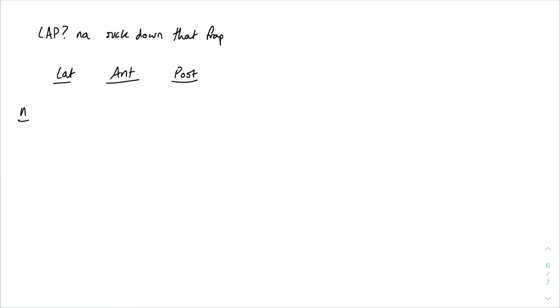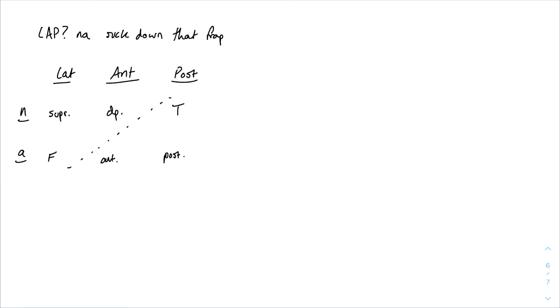So now, in closing for the video, I'm going to do a final run through on all of the mnemonics discussed in this video and how I would go about writing them all out on my anatomy exams as an MS1. So first, we're going to start with the leg compartments. So LAP, NA, SUCK, DOWN, THAT, FAP. LAP is for lateral, anterior, and posterior. NA is for N, A for nerve and artery. SUCK for superficial. DOWN is for deep. THAT is for T. F is going to be for big F. A is going to be for big A, which is anterior. And P is for posterior.